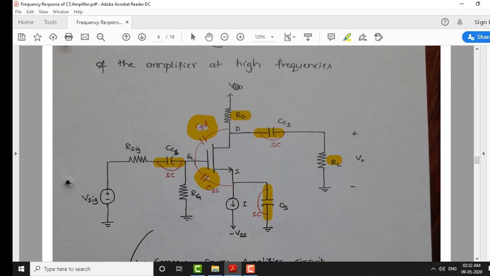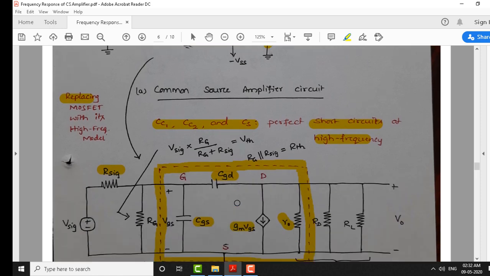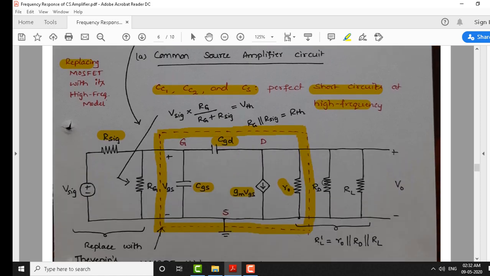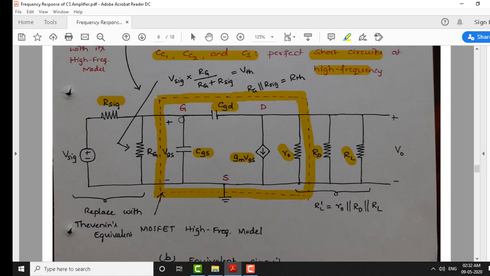So for AC, this VDD becomes ground, and VSS also becomes ground. This path will get eliminated. So we can see here the two external resistances, RD and RL, in the equivalent circuit. So this is the equivalent circuit of a common source amplifier under high frequency. Okay, so this circuit is valid only for the high frequency region of operation.